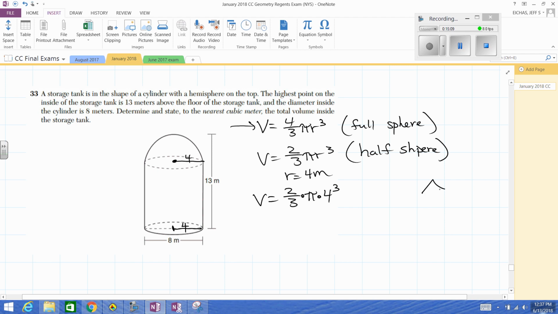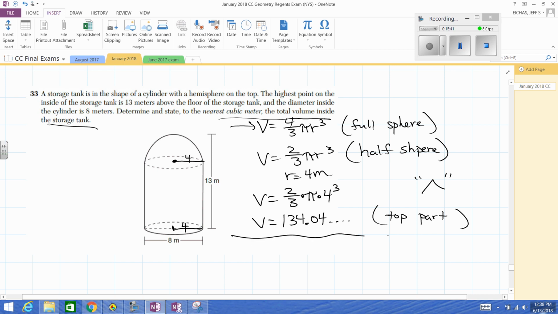And be careful, you got to use that button on your calculator to get to the third power, unless you know another way. All right, the volume I'm getting out of my calculator is 134.04 just for the top half sphere. Okay, top part. All right, now that's just the top part. Now let's go with the volume of the cylinder.